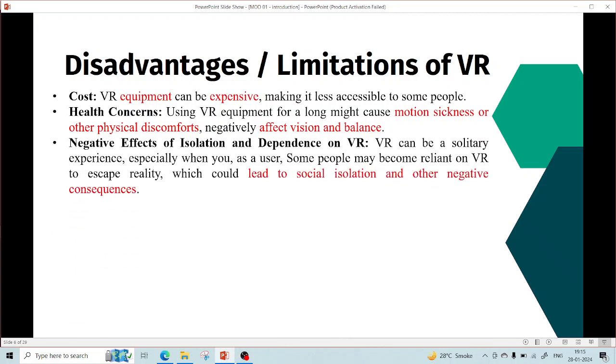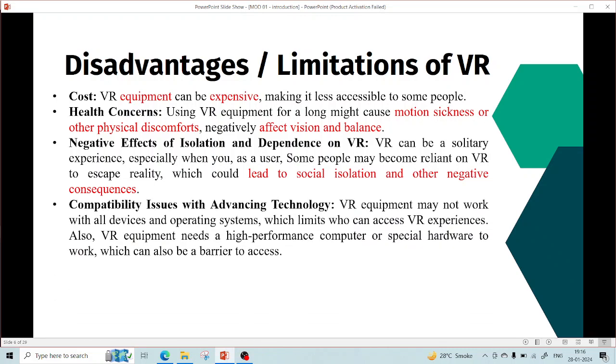Okay. Negative effects of isolation and dependence on VR. If people start using VR very regularly across all types of applications or domains, it may lead to social isolation or other negative consequences, because you are escaping from reality and creating your own environments virtually. That basically leads to social isolation.